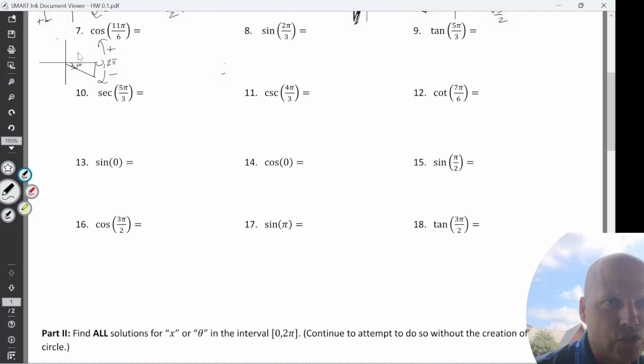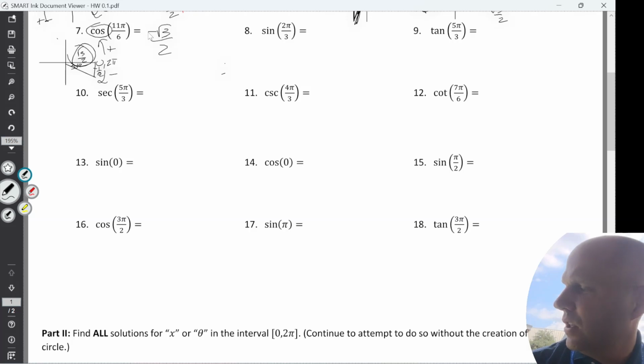I have this short 30, 60, 90 triangle. I don't really care about the vertical because it's cosine. Cosine, it deals with adjacents. Adjacents are always this x distance, this horizontal distance.